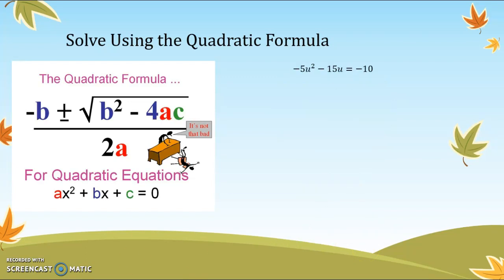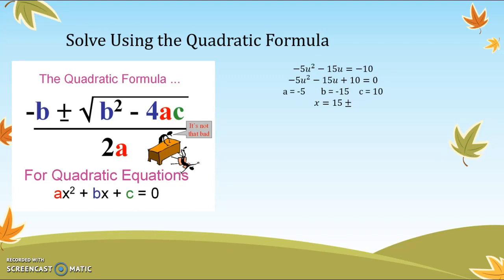Let's try negative 5u squared minus 15u equal to negative 10. This is not set equal to 0, so to do that I will add 10 to both sides, giving me negative 5u squared minus 15u plus 10 equal to 0. Now we can pull the coefficients. So a is equal to negative 5, b is equal to negative 15, and c is equal to 10. We can now place them into the formula.